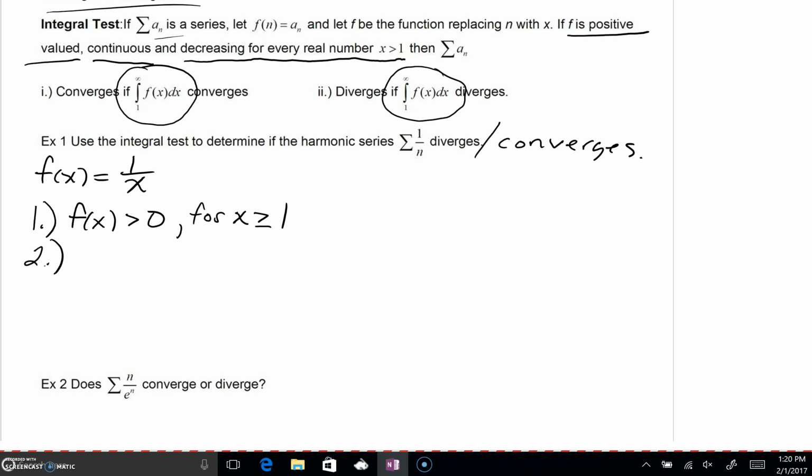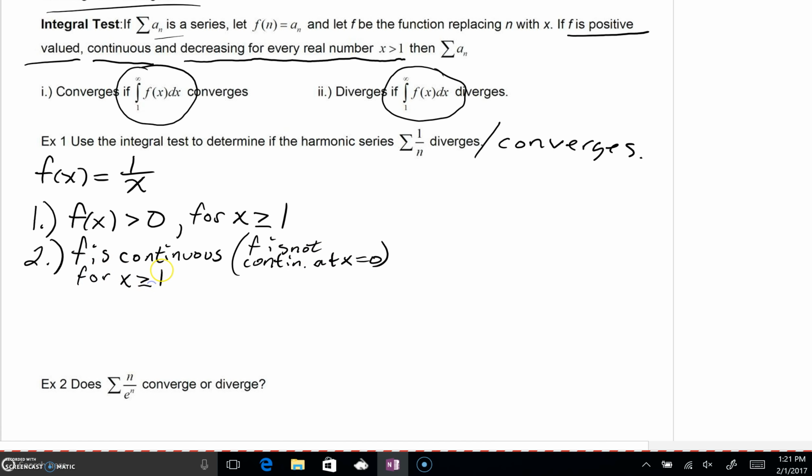Second of all, you're going to have to say that f is continuous. Well, yeah, f is continuous. There's only one value that you wouldn't be continuous at. What's that? Right? F is not continuous at x equals 0. But we don't even have to worry about that. It's continuous for x greater than or equal to 1. And here's the third one.